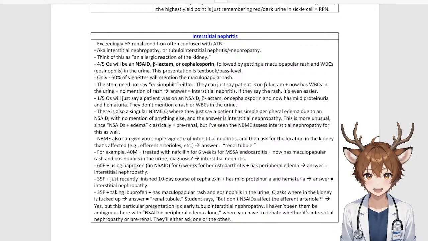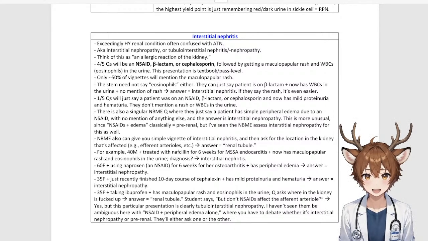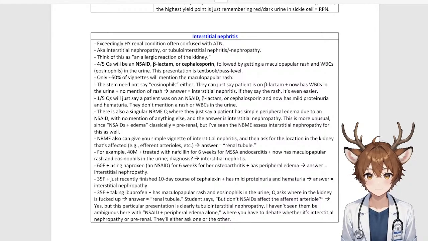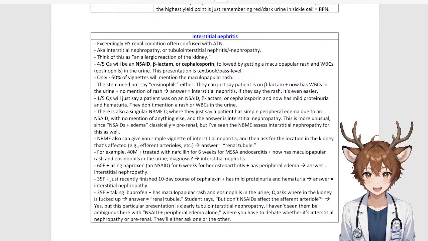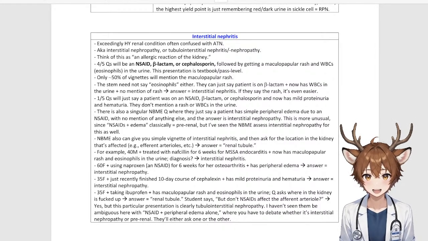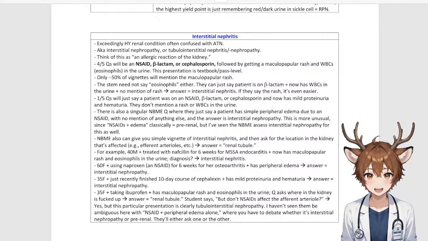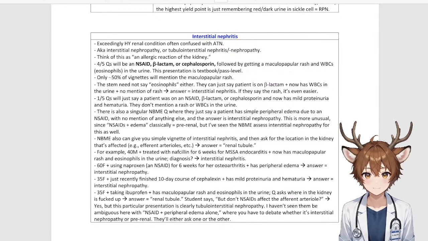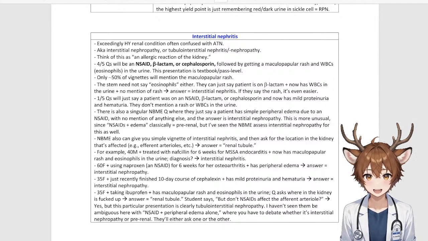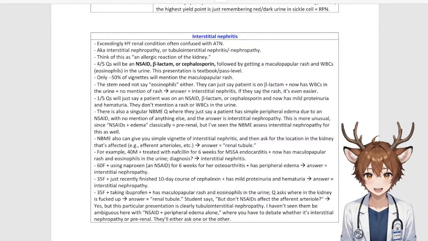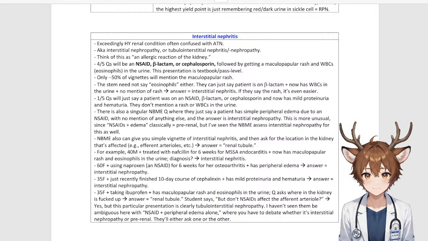This presentation is textbook, pass level. Only 50% of the vignettes will mention the maculopapular rash, though. The stem also needn't say eosinophils. They can just say the patient is on a beta-lactam plus now has white blood cells in the urine, plus they mention a rash. The answer could still be interstitial nephritis. If they say the rash, it's even easier, right?